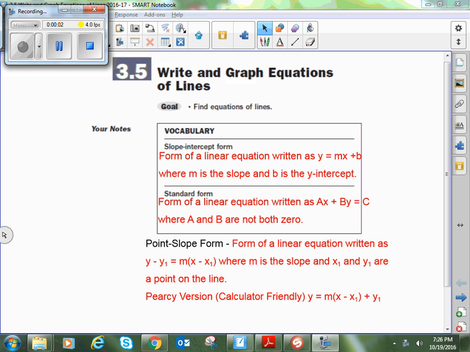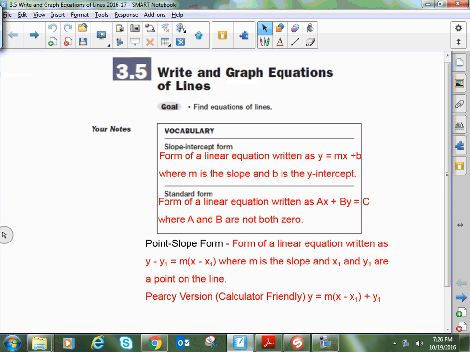Hey everybody, Mr. Piercy here, and what we're going to be talking about in this lesson is how you write the equation of a line, particularly if you're looking for something specific, like you want it to be parallel to a given line and go through a specific point, or same thing but for perpendicular lines, or just writing equations of lines in general.